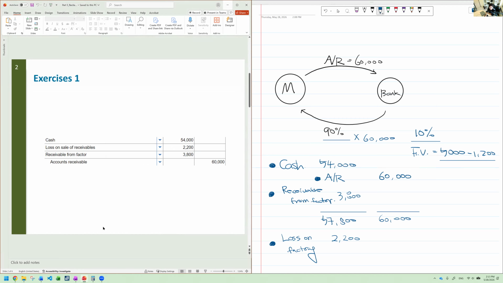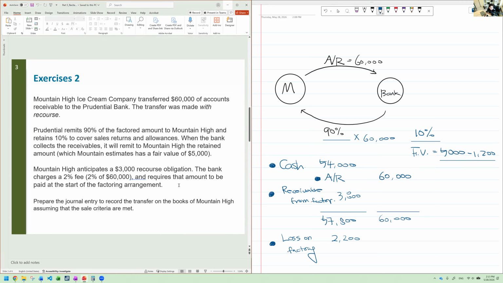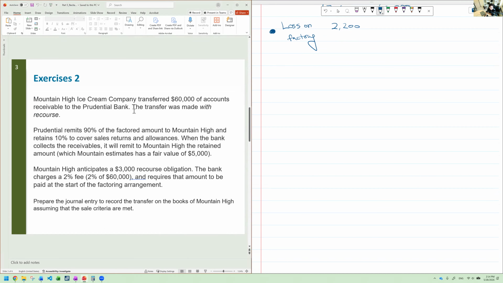Next, let's see what's happening here. In this case, Mountain transferred $60,000 of accounts receivable. The transfer was made with recourse. The bank remits 90% of the factored amount and retains the remaining 10%. The fair value of the remaining 10% is $5,000. The recourse liability is $3,000, and the fee is 2%. We already did most of the calculations.